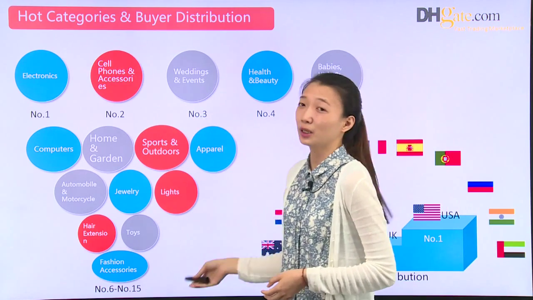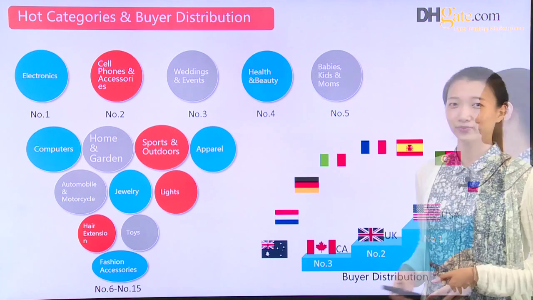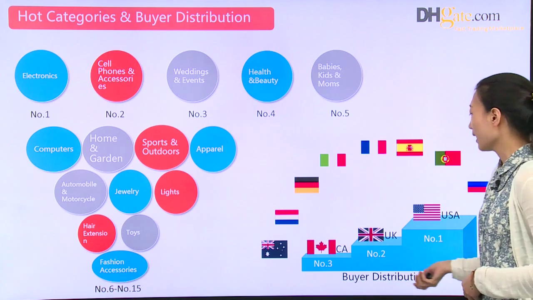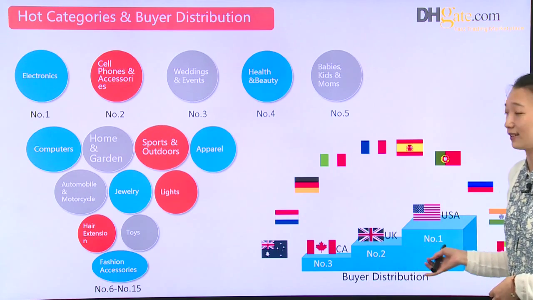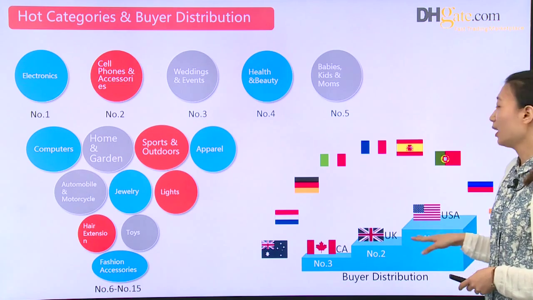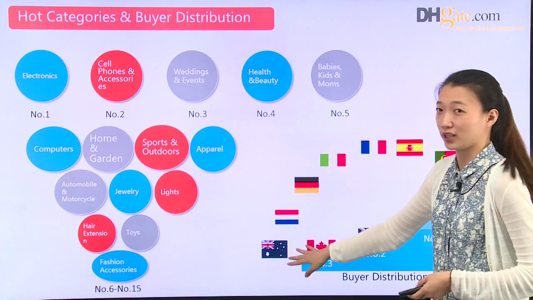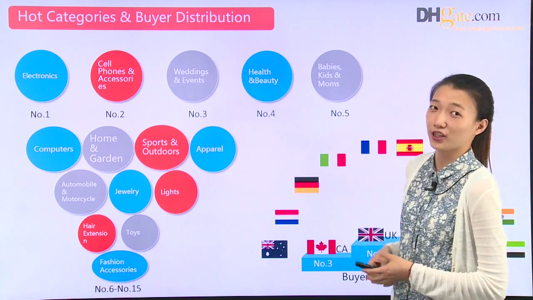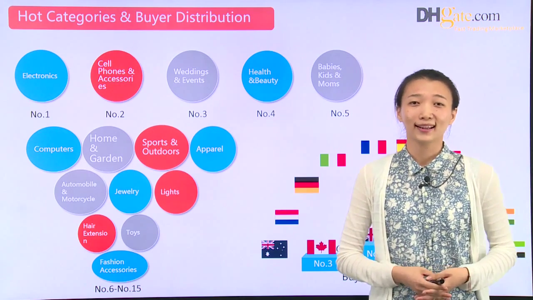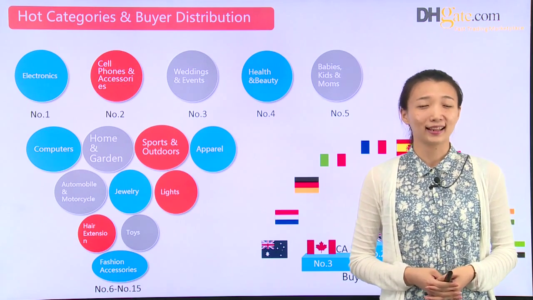It is these comprehensive categories that attracted numerous buyers from the world. Here we can see the buyers' distribution. Most of our buyers come from English-speaking countries, and the USA is our largest marketplace. Also, a large number of our buyers come from the UK, Canada, Australia, and other European countries like Italy, Holland, and so on. And what's more, currently, we are expanding our market to some non-English-speaking countries.